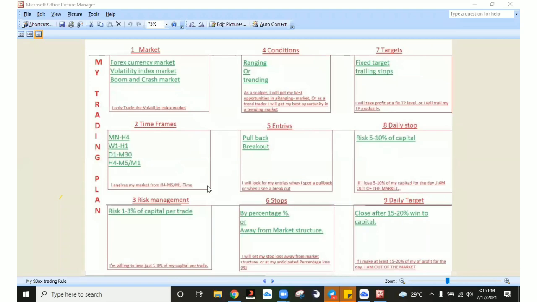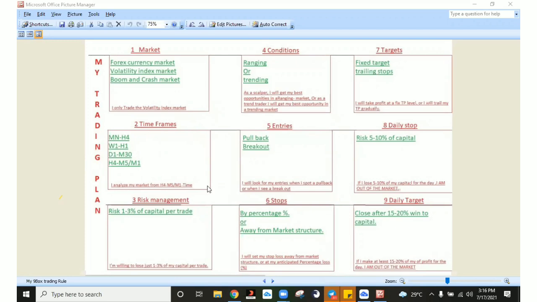So under your number one rule in your 9-box rules is your markets. You want to figure out which market to trade today. Some traders who love to trade quite a lot of markets can decide to say, okay, today I want to trade just the volatility index market, maybe volatility 100 or 75 or 25. And then tomorrow you can say, okay, today I want to focus on boom and crash. That's fine. But personally, I recommend that you learn to stick to one particular market.